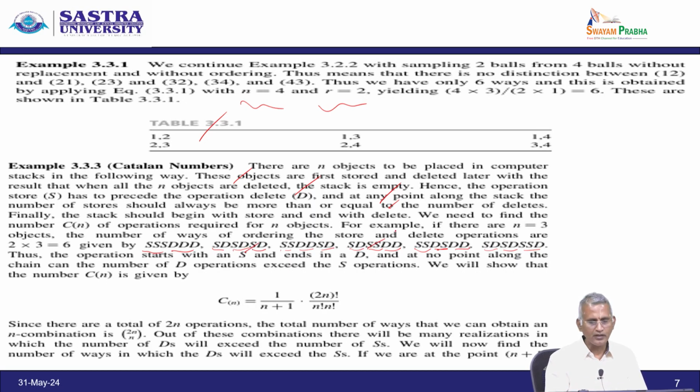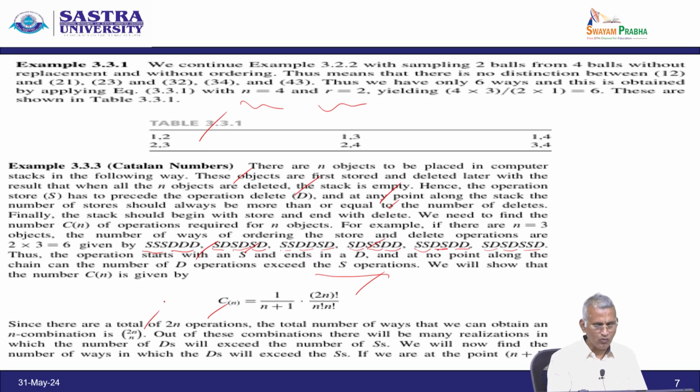At no point along the chain can the D operations exceed the S operations. So, we have to show that C of n is 1 by n plus 1 into 2n factorial by n factorial into n factorial. So, the total number of 2n operations we have developed. The total number of ways that can be obtained is the combination 2n C n.